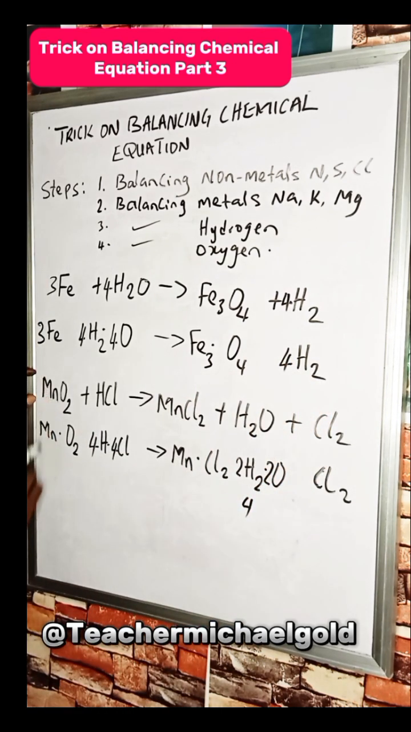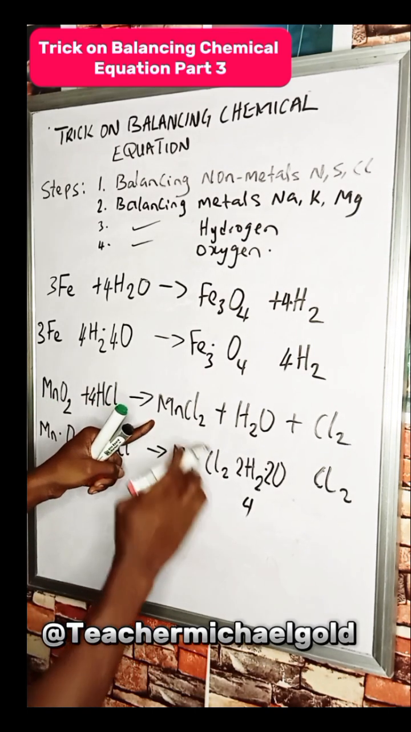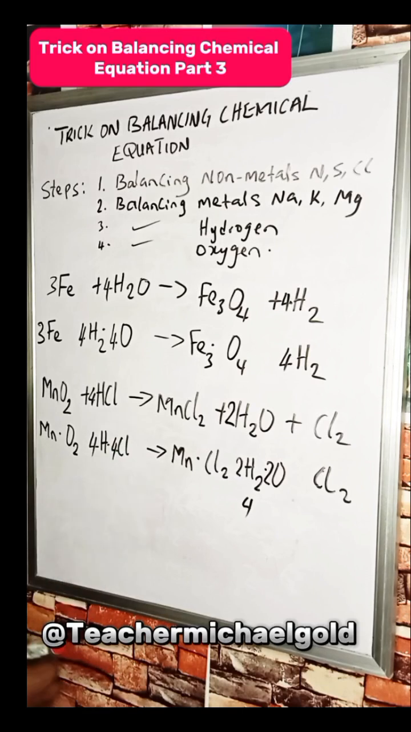So here we have nothing. For here we have 4, and here nothing. And for here we have 2. And the equation is automatically balanced. So let's look at it.